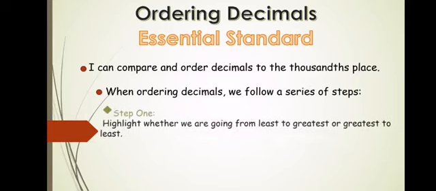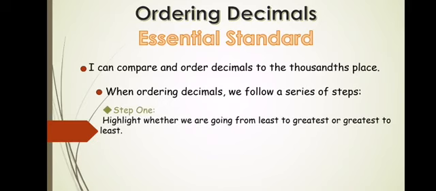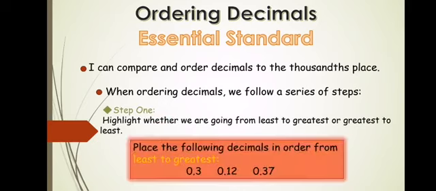Step 1. Highlight whether we are going from least to greatest or greatest to least. For example, place the following decimals in order from least to greatest. So we know that we are going to order them from least to greatest.